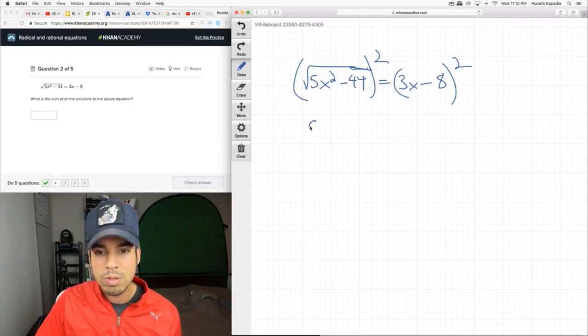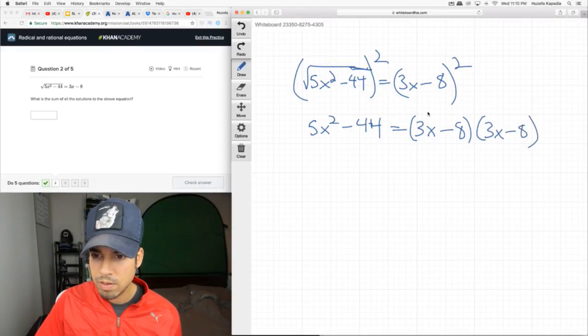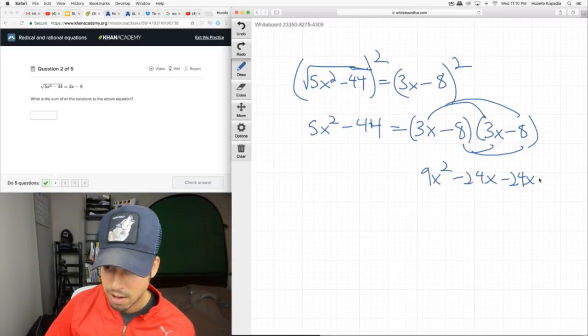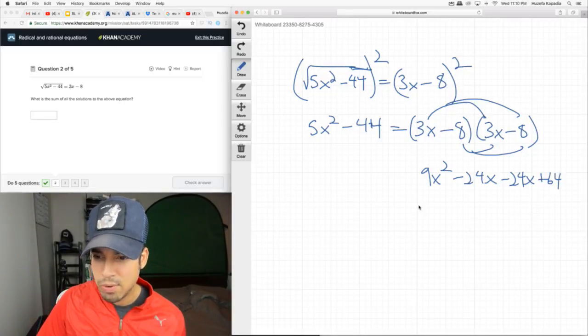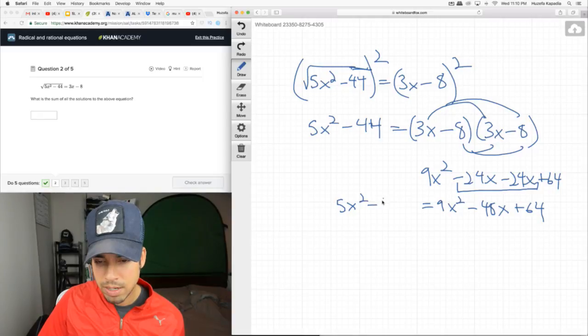Do the same here. This becomes 5x squared minus 44. Equals, don't just square this term and square this term. We realize that we're actually foiling this binomial. Like this and like this. Like this and like that. So we got 9x squared minus 24x minus 24x plus 64. And that's 9x squared minus 48x, right? I'm combining these guys. Plus 64. Equals 5x squared minus 44.